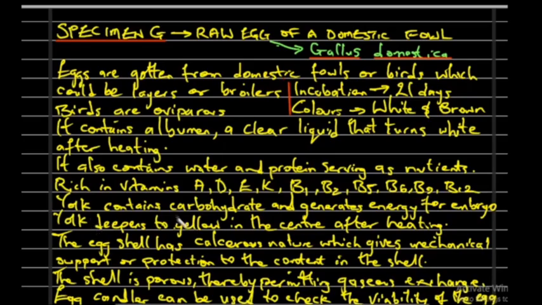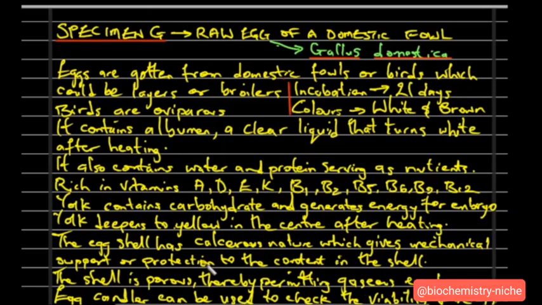The yolk has its own color, but it deepens to yellow in the center after it has been heated. Once you heat that particular yolk, the color deepens to a rich yellow. The eggshell, which is also calcareous in nature, gives mechanical support and protection to the internal part of the egg, or to the content of the shell. This shell is porous, so it permits gaseous exchange between the environment and the inner part of the egg, and hence the organism inside the eggshell, which is the embryo, is able to carry out gaseous exchange or respire.